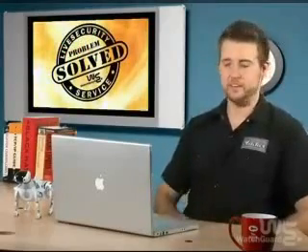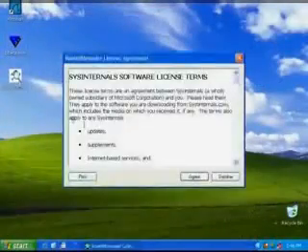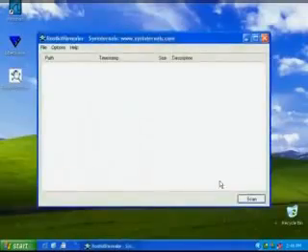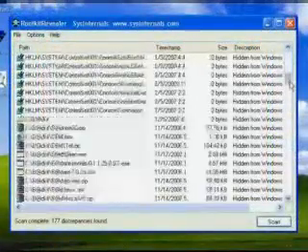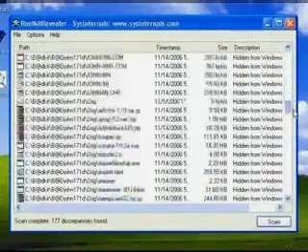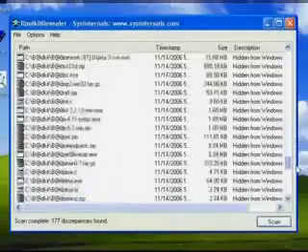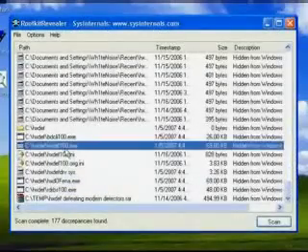Using it is easy. Run the application, accept a few license agreements, and then press Scan. As you can see, Rootkit Revealer found all of Hacker Defender's hidden files and registry entries. I can definitely tell there's a rootkit on this system. Hacker Defender is a user mode rootkit, so it's relatively easy for detection tools to spot.